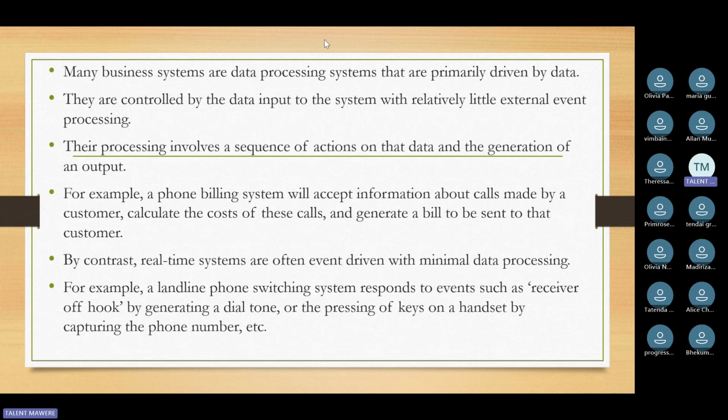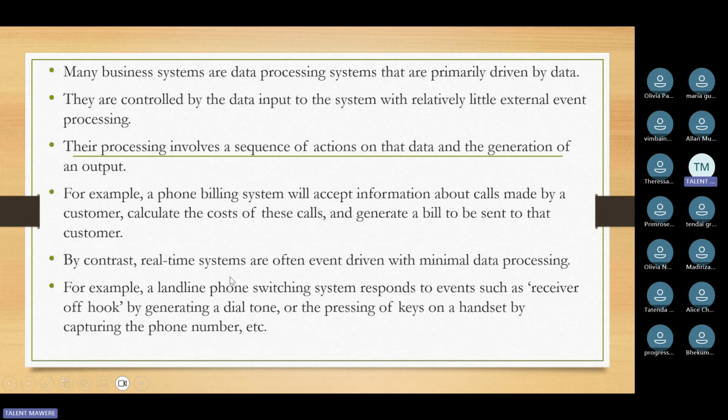Usually, in this case, for data processing, it involves a sequence of actions on the data and then a generation of an output. Here is an example of a data processing system, a phone billing system. The phone billing system will accept information about calls made by a customer. It then calculates the cost of these calls and then it will generate a bill to be sent to the customer.